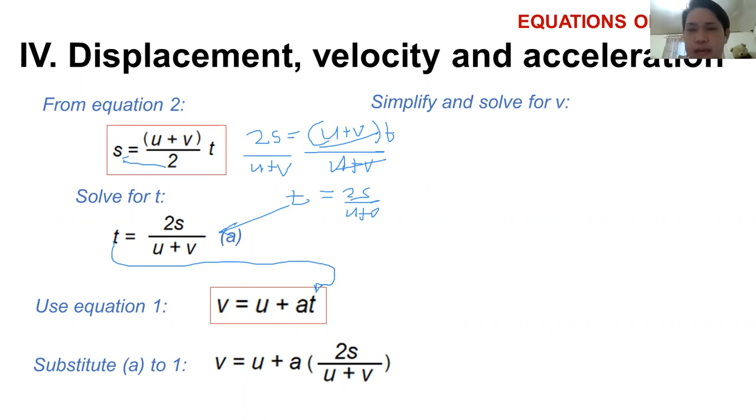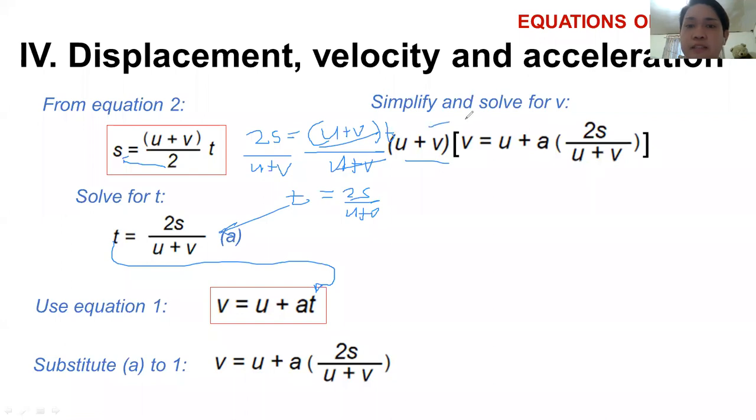So to solve it, you can solve for your V as V is equal to U plus A times the quantity of 2S over U plus V. Then multiply both sides of the equation by the LCD, U plus V. So U plus V times V becomes now V times U plus V. So as you can see there.